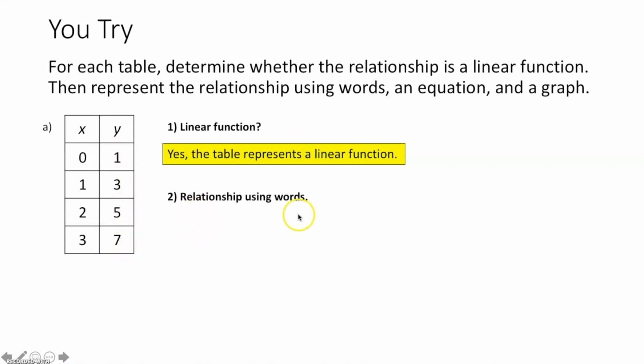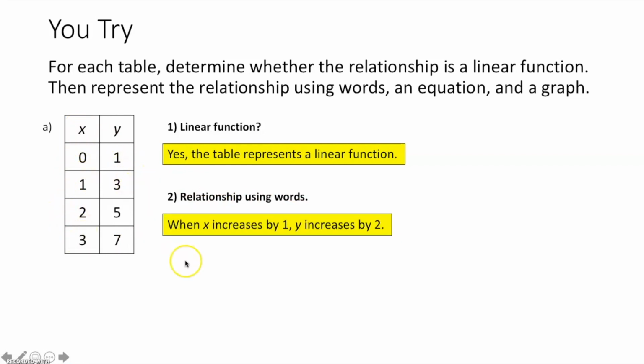Next, the relationship using words. We just said as x increases by 1, y is increasing by 2. And then a relationship using an equation. We're going to start with y equals. And then on the other side, we need to figure out what are we doing to x in order to get y. Well, again, let's try like last time.